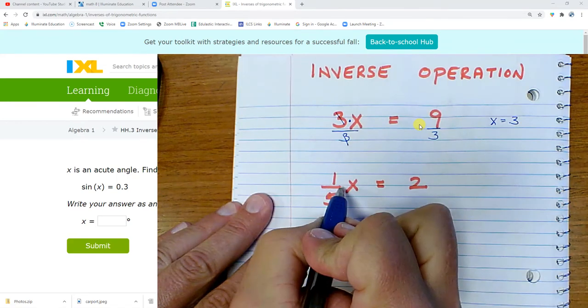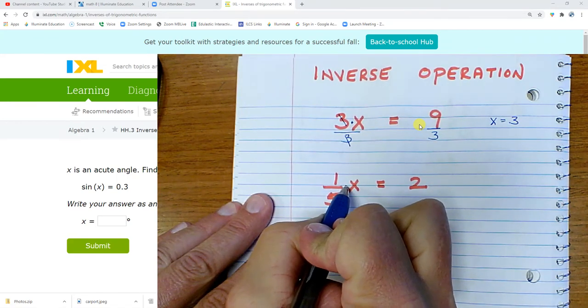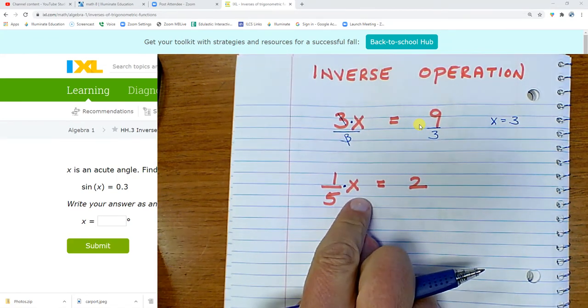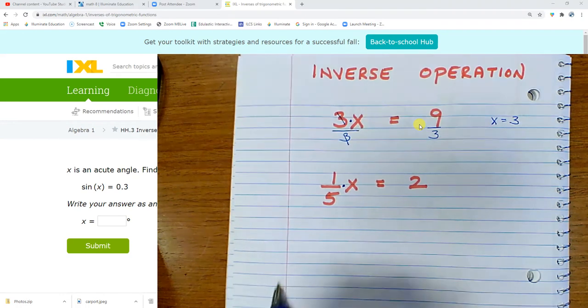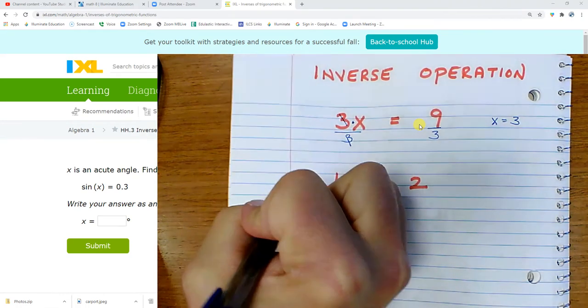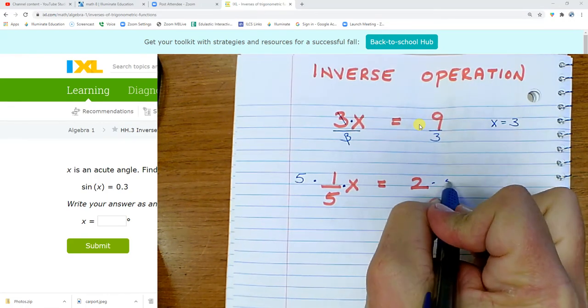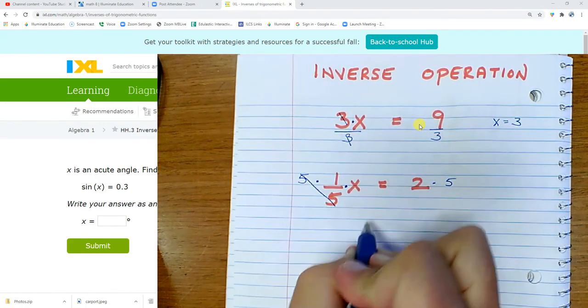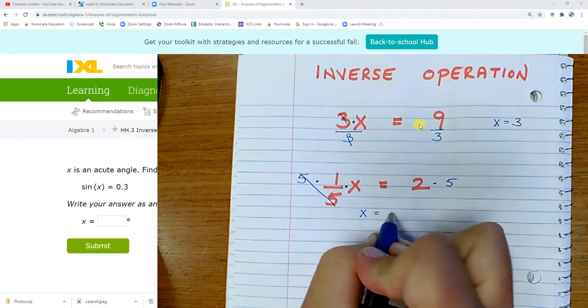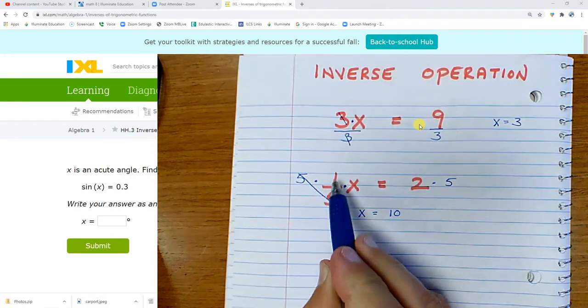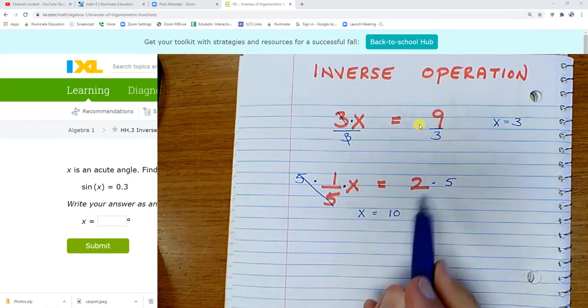Here, this is 1/5 times x. So what I'm going to do here is I'm going to multiply both sides by 5. That's going to give me x equals 10, which works, right? 1/5 of 10 equals 2.